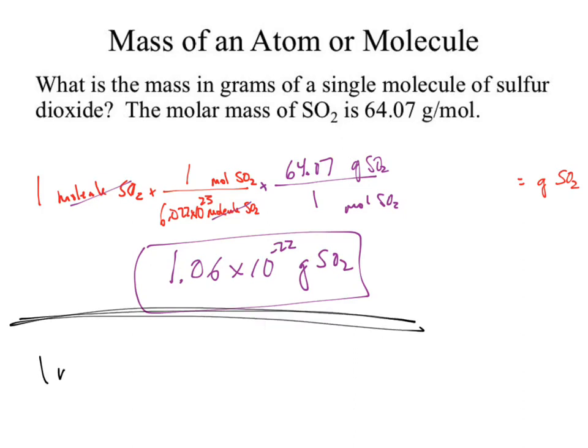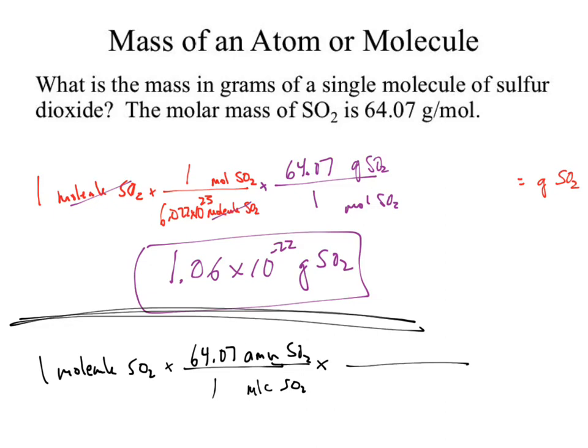Is there another way to do this conversion? Yes, there always is. Couldn't you use atomic mass? I could use atomic mass units, which is going to come out to 64.07 AMU for one molecule of SO2. How do I convert AMU into grams?